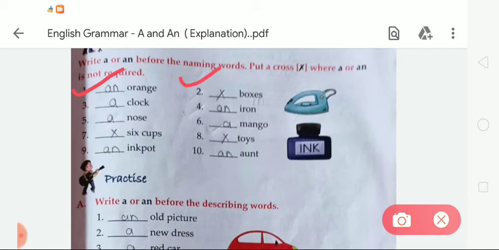In number second, boxes. So students, the boxes are more than one. So we can't use a or an. We have to put here a cross. In number 3, clock. So here we have to use a clock. In number 4, iron. So we have to use here an. In number 5, nose. So a nose. In number 6, mango. So we have to use here a mango. Okay. In number 7, 6 cups. So it is more than one. So we have to put a cross here. Toys. So again we have to put a cross. Now the number 9, ink pot. So we have to use here an. In number 10, aunt. So an aunt.